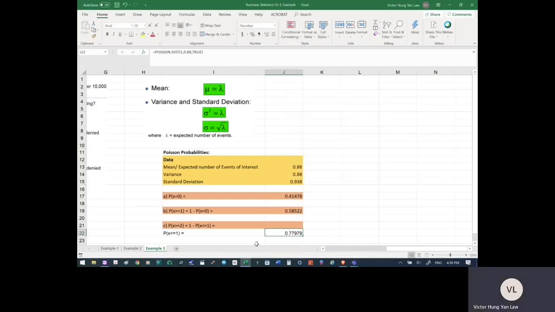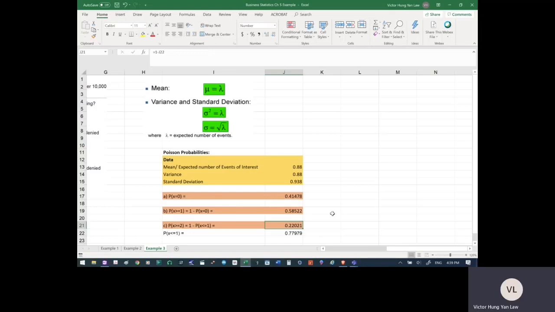Once we calculate that, we're going to get the probability of 0.7797. Once we have the probability of x is less than or equal to 1, we can take 100% and minus the probability of x is less than or equal to 1, and that will give you the probability of x is greater than or equal to 2. So we put equals 1 minus what we have calculated, the 77%, and that will give you 0.22. And that's the probability of x is greater than or equal to 2.